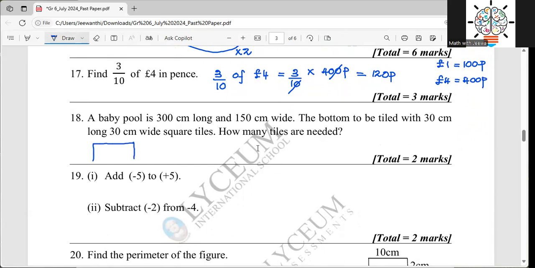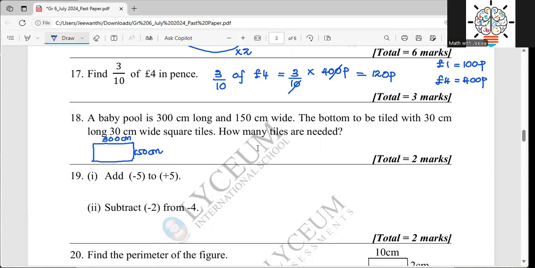I just draw a rectangle like this. So, this is the baby pool. This is 300 centimeters and this is 150 centimeters. I just write down there. The bottom is to be tiled with 30 centimeter long, 30 centimeter wide square tiles. How many tiles are needed?